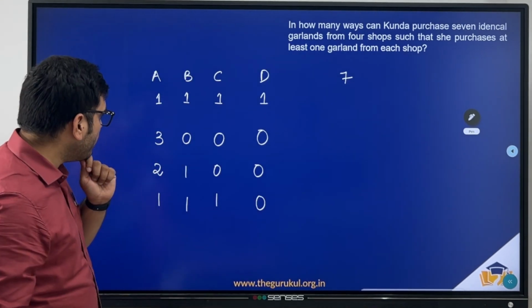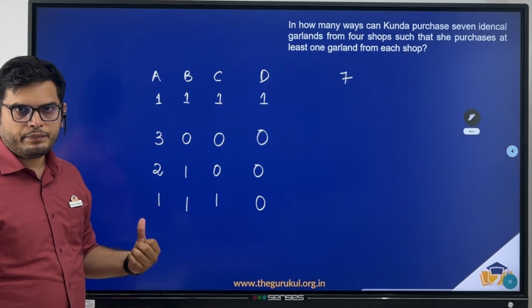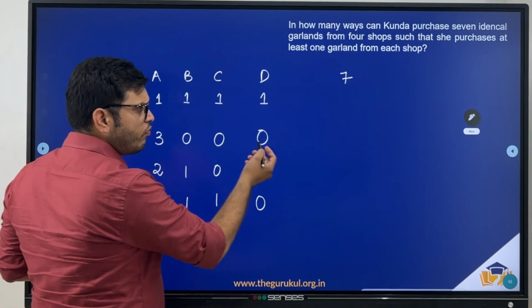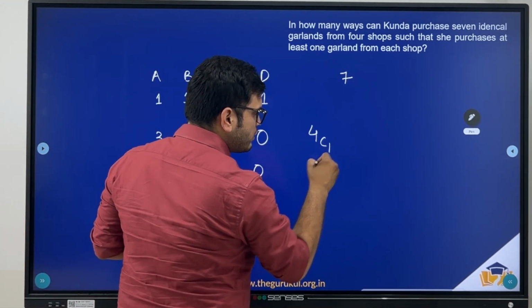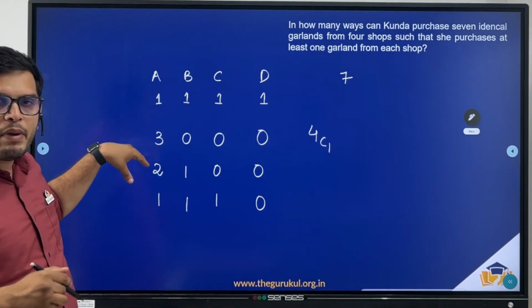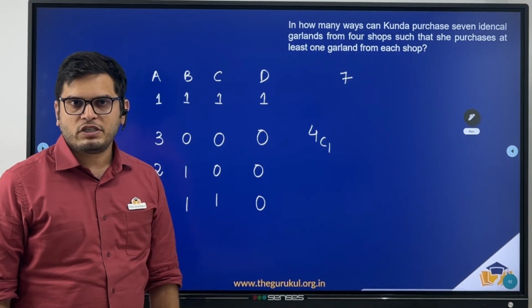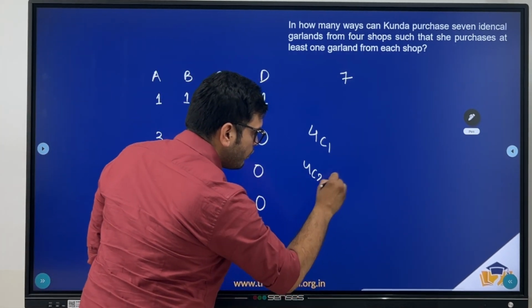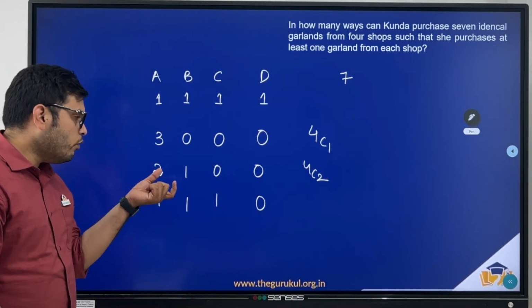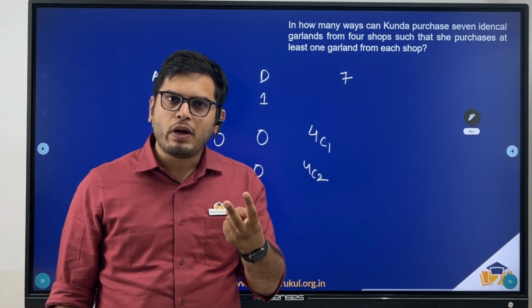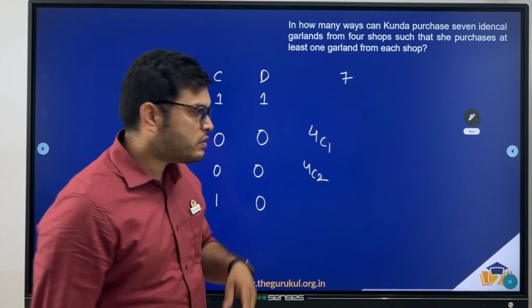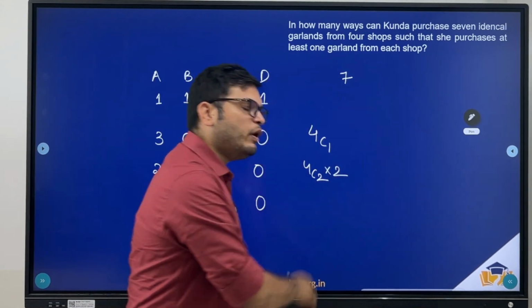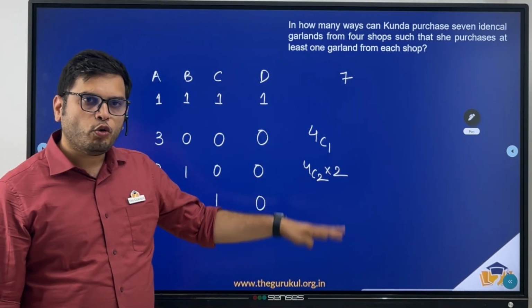Now I want you to understand that these are identical. Right. So out of 4 shops, now she has to select one shop where she can purchase the remaining 3 garlands. That can be done in 4C1 ways. Now coming to this, she has to select 2 shops, 4C2. Now from one of the shops she can purchase 2 garlands and from the other 1, and vice versa. So for every selection there will be 2 possibilities. So 4C2 into 2, right?